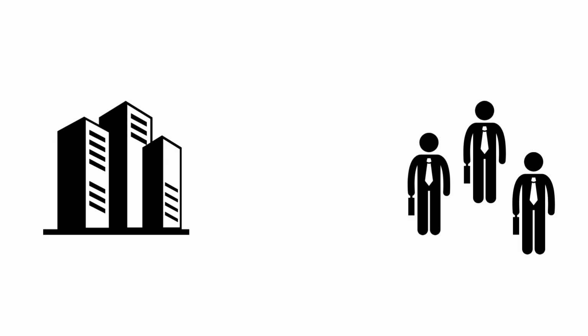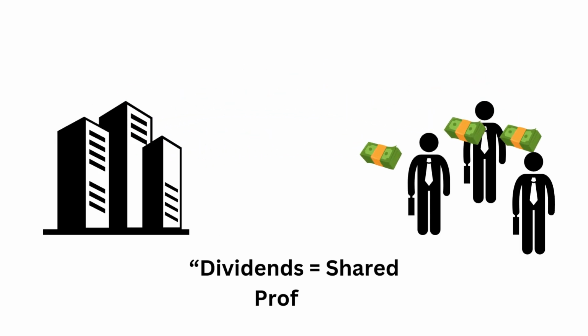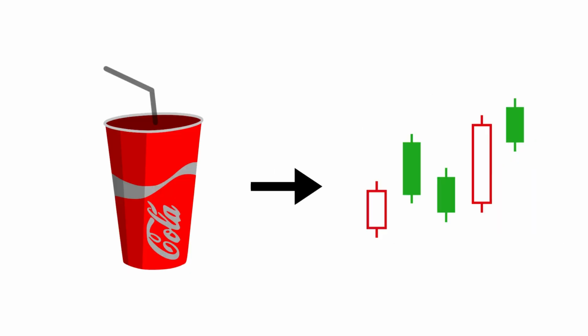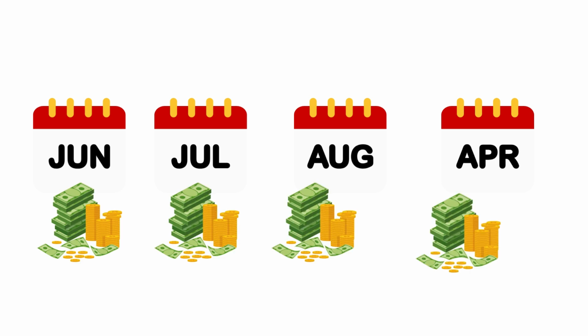Dividend. A dividend is a portion of a company's profit paid to shareholders. Not all companies pay dividends. Some reinvest profits to grow. If you own Coca-Cola stock, you may receive a small cash payment every few months as a dividend.